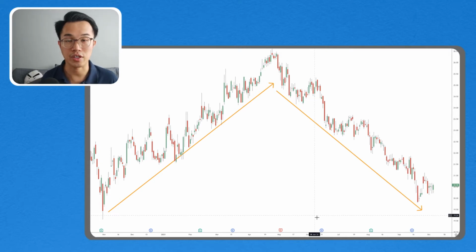So that's pretty much the first method. You open the chart, you look at the price movements over a period of time, in this case 1 year. At the start of the year, where was the price? At the end of the year, where was the price? How did it generally move in between?